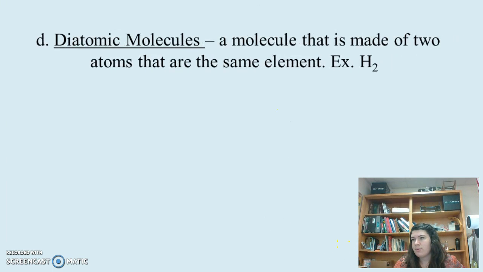Other molecules. Diatomic molecules are molecules that form between atoms of the same element. My example there is hydrogen. There's only a handful that do this. The prefix di means 2, 2 atoms, basically, is what the name means.